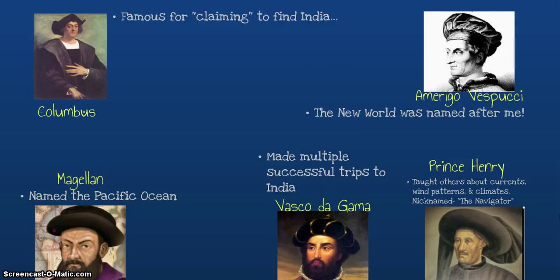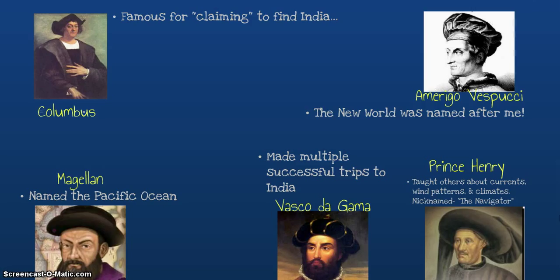Now, as a brief overview of the age of exploration, this guy Columbus was famous for claiming to find India, but we'll explain a little bit more about his contributions. Magellan, among many other contributions, named the Pacific Ocean. Amerigo Vespucci has the distinction of having the whole New World named after him, both North and South America. You get it? Amerigo, America. Yep, I figured you got it.